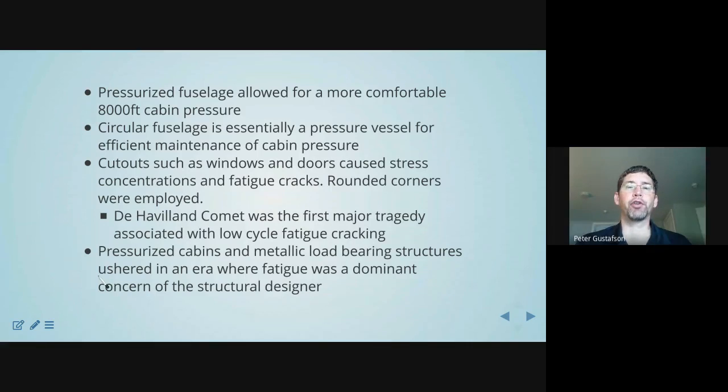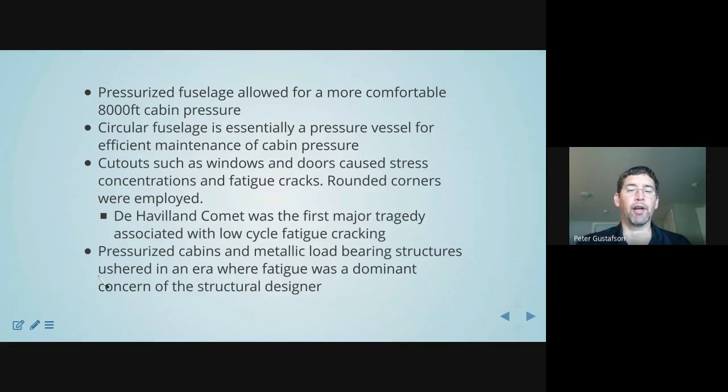Now, why is that structurally relevant? Of course, we get a larger delta P, a larger pressure differential internal to external. And so therefore those aircraft skins in the fuselage are carrying much higher loads. Another feature of those aircraft is that the fuselage was more or less circular, i.e. it's a pretty efficient pressure vessel, again, for that purpose of maintaining the cabin pressure.